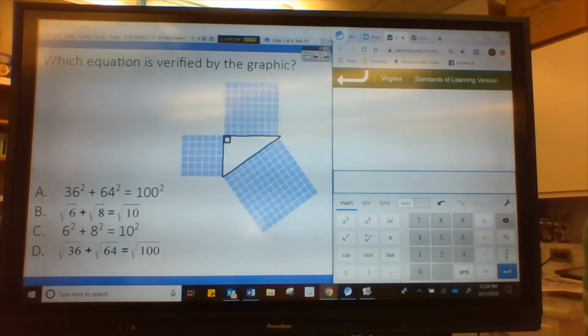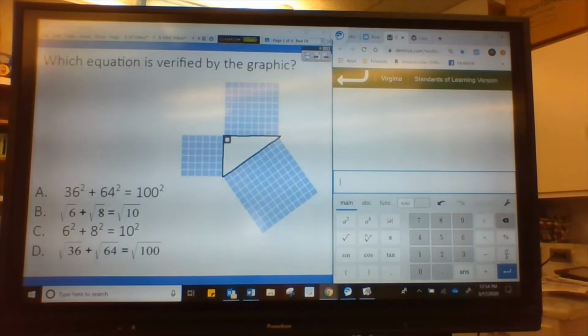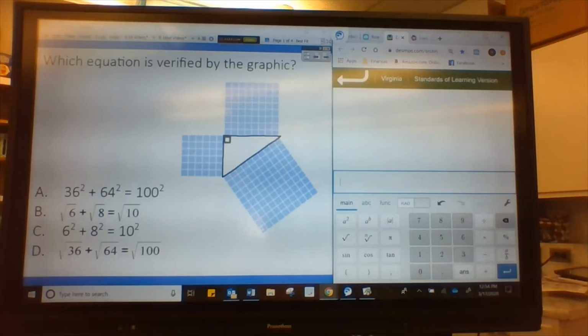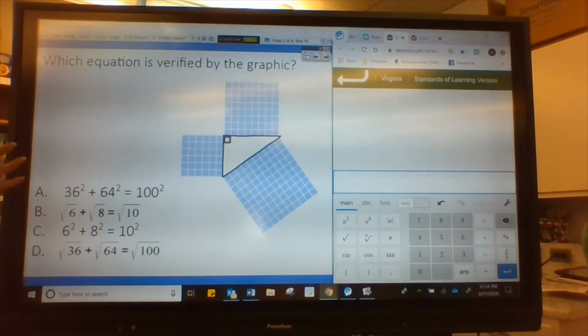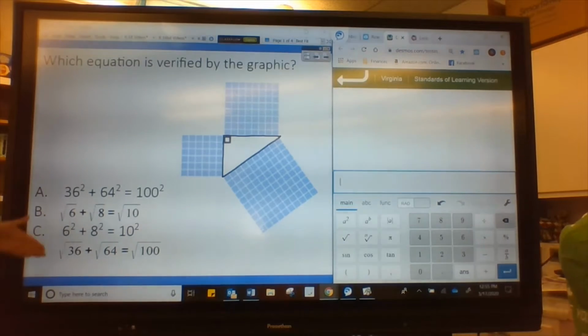Okay. Go ahead. All right, so this question, we've all seen these before. We're just going to remind you how to do it. It says, which equation is verified by the graphic? And then there's a right triangle with a bunch of blocks. Remember we did this with the Cheez-Its? I think some of the other Math A classes did it with Cheez-Its too. Cool. And then we've got these 4 options.